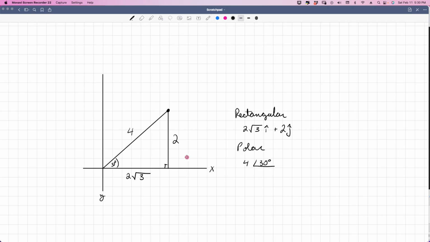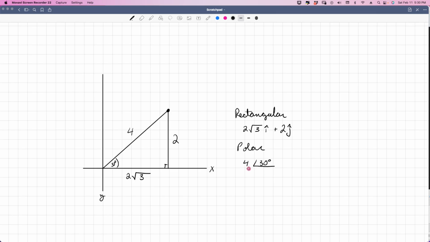And the rectangular form is going to be the length of A and the length of B in regards to the right triangle that's given in the coordinate plane. So here we have the x-axis. The length along the x-axis is 2 times the square root of 3, and we would write that with a hooded i, and then the height being 2 would be written as plus 2 hooded j. So that is when we have regular rectangular coordinates or a regular coordinate system. That's how we'd write the rectangular form and the polar form.